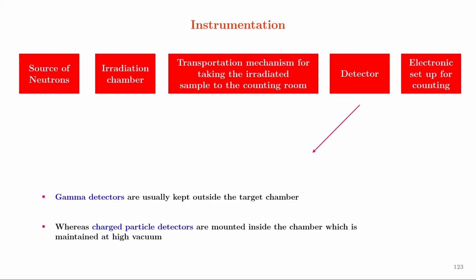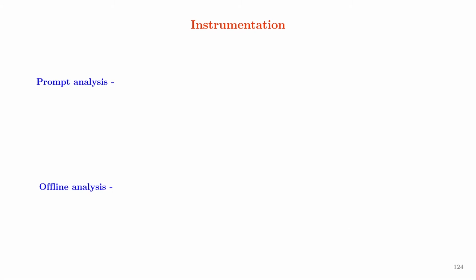Appropriate detectors will be used depending on the type of the outgoing particles or radiations being detected. Gamma detectors are usually kept outside the target chamber, whereas charged particle detectors are mounted inside the chamber, which is maintained at high vacuum. The analysis can be prompt analysis or offline analysis.